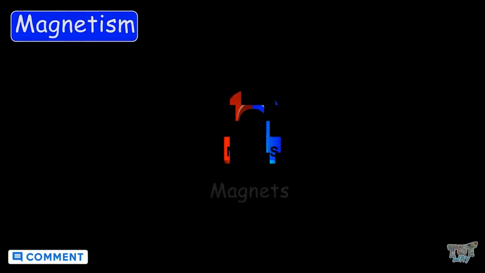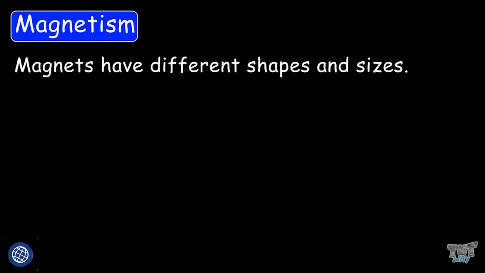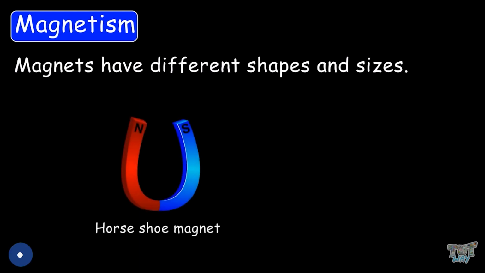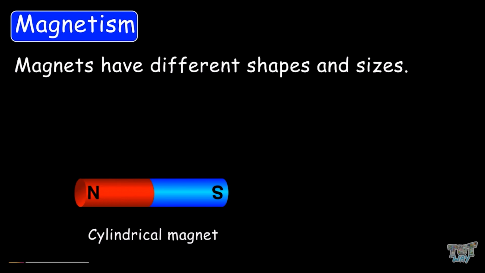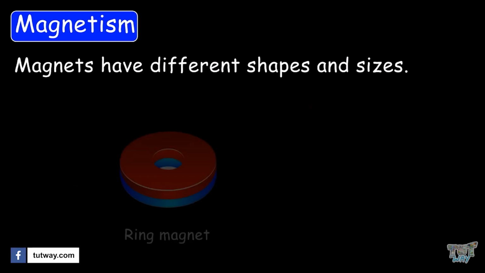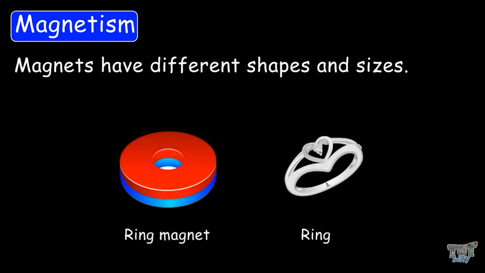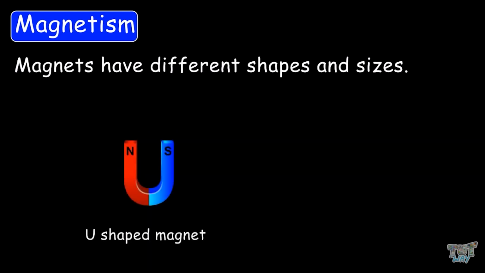You might have seen magnets. Magnets have different shapes and sizes. The shape of a horseshoe magnet is like the shoe of a horse. The cylindrical magnet has the shape of a cylinder. The ring magnet is in the form of a ring. A U-shaped magnet looks like the U alphabet.